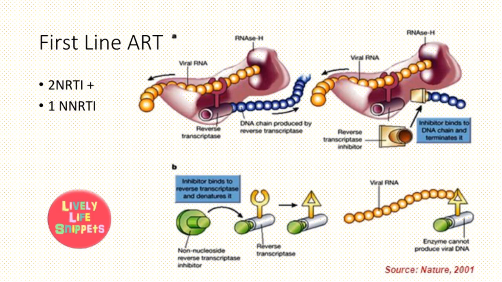The first-line treatment for antiretroviral therapy is using a combination of 2 nucleoside or nucleotide reverse transcriptase inhibitors and 1 non-nucleoside reverse transcriptase inhibitor. Examples of 2-NRTI are tenofovir and emtricitabine for Truvada, lamivudine and zidovudine for Combivir.